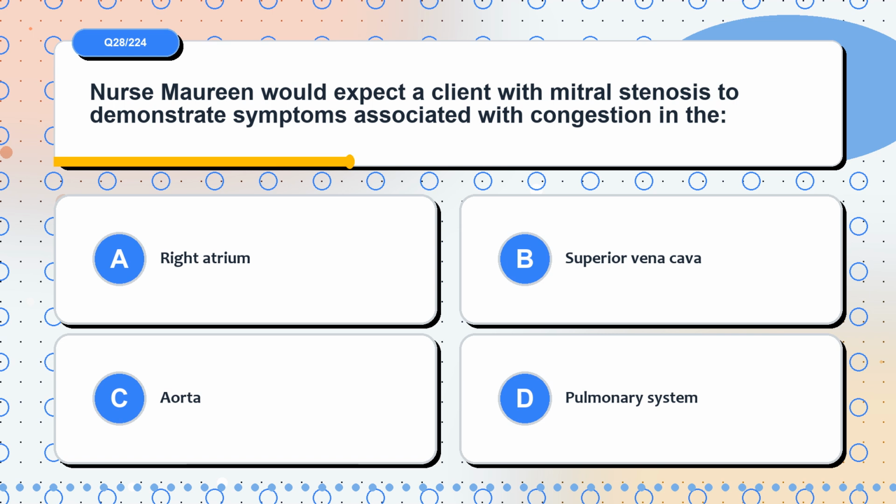the. Here are the options. Option A. Right atrium. Option B. Superior vena cava. Option C. Aorta. Option D. Pulmonary system.